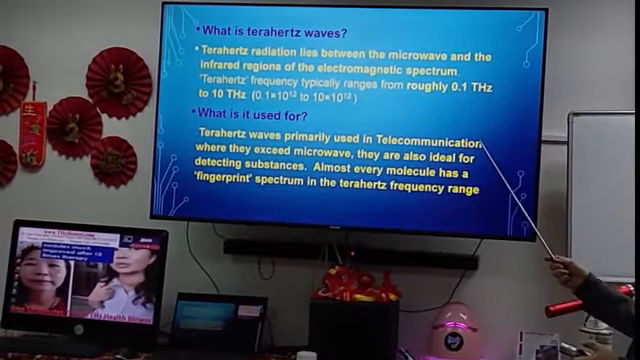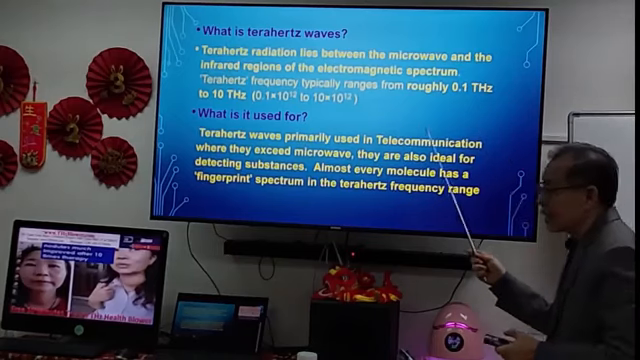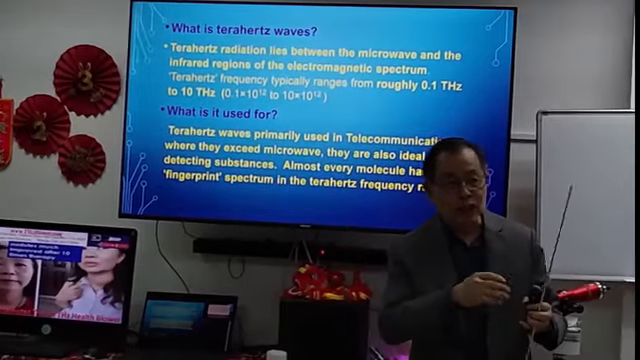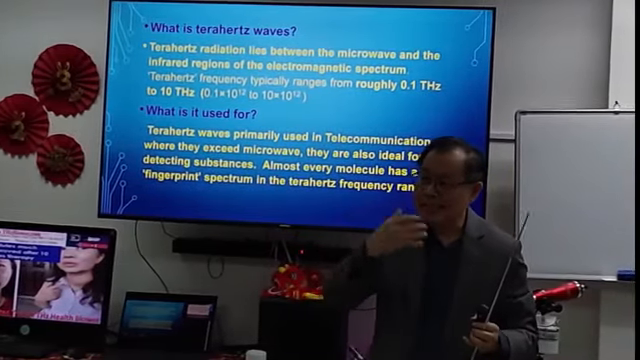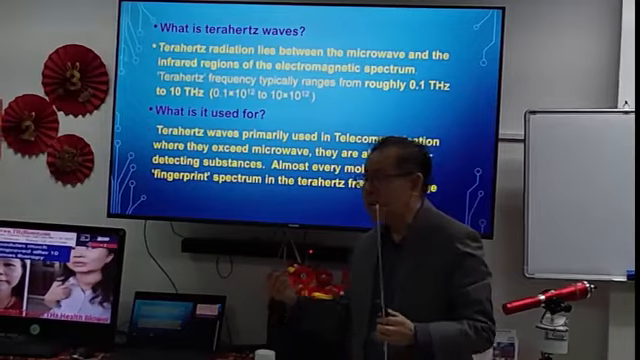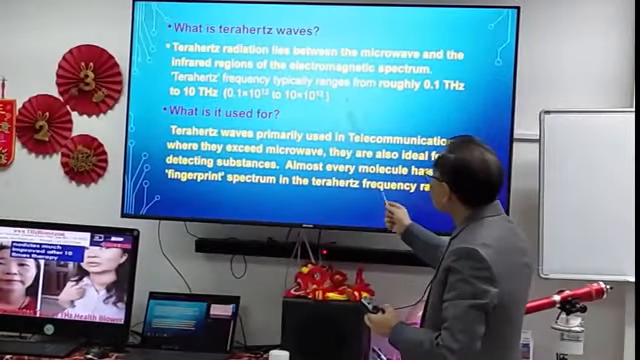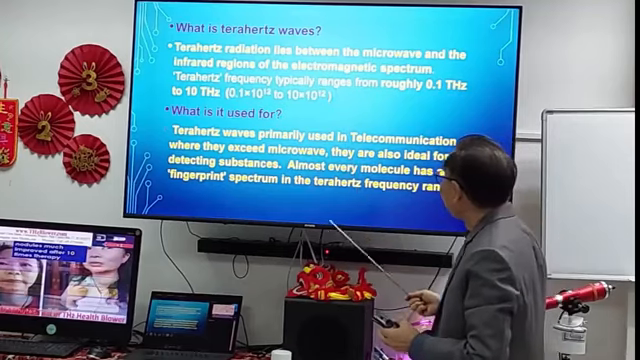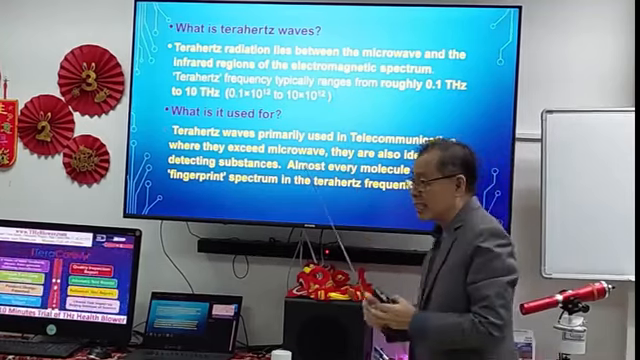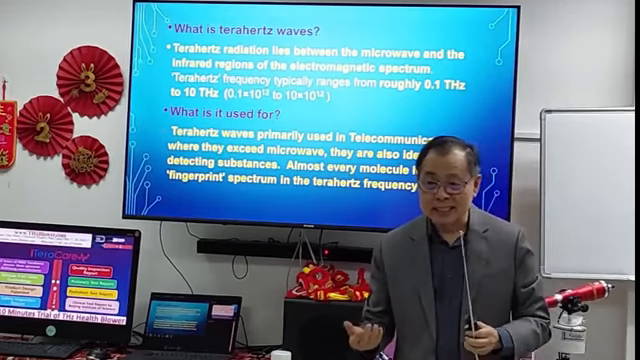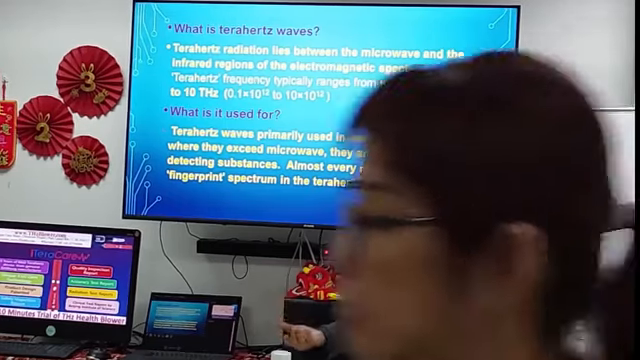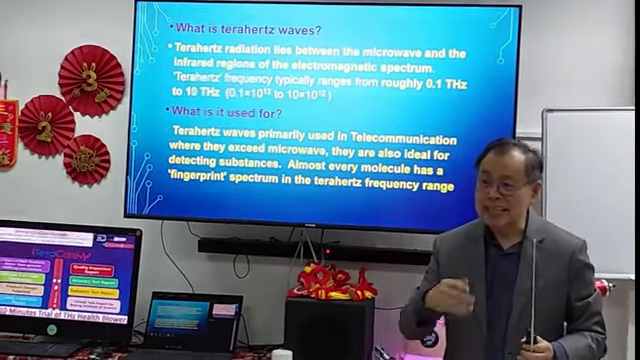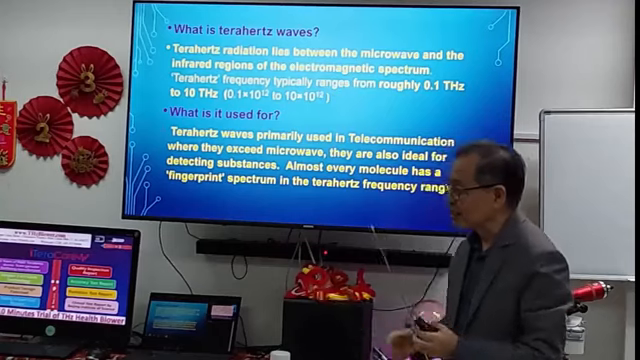Now, a reminder that terahertz radiation is on the electromagnetic spectrum. The electromagnetic spectrum includes light, the light that enables us to see, and it is between microwave and infrared. I'll show you why later on. It's primarily used in telecommunications. If your phone has 5G, that's microwave. 6G is terahertz, just to give you information.